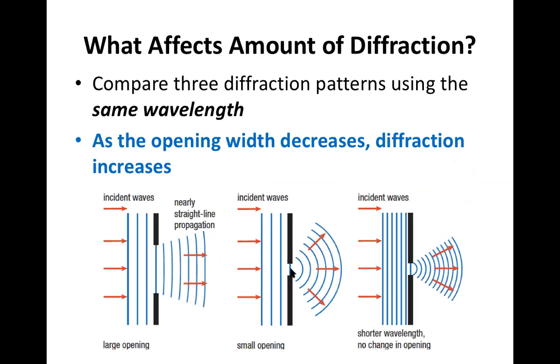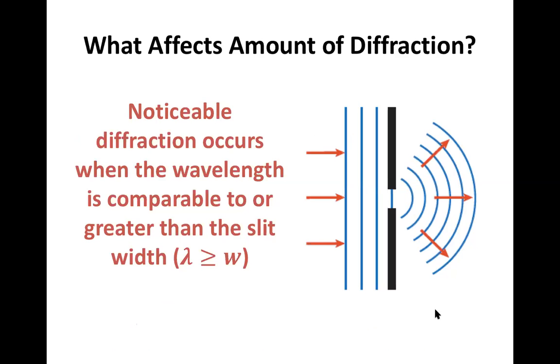So if we go back to here, we're looking at this distance from crest to crest for lambda versus this for W. I think I got that backwards. Noticeable diffraction occurs when the wavelength is comparable to or greater than the slit width.